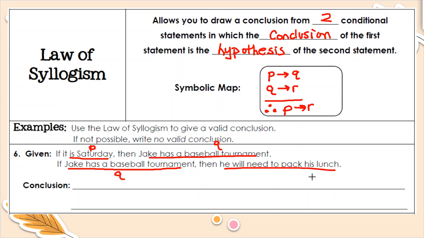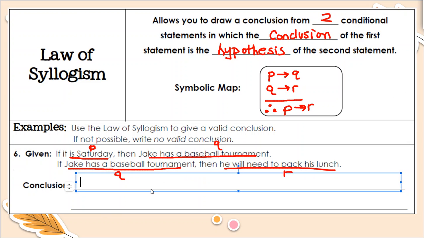Then he needs to pack his lunch, or R. So if it's Saturday, Jake has a baseball tournament. And then if Jake has a baseball tournament, he'll need to pack his lunch. All right, we do follow this if P then Q, and then if Q then R. Therefore, we can draw the conclusion of, if it is Saturday, then Jake will need to pack his lunch.